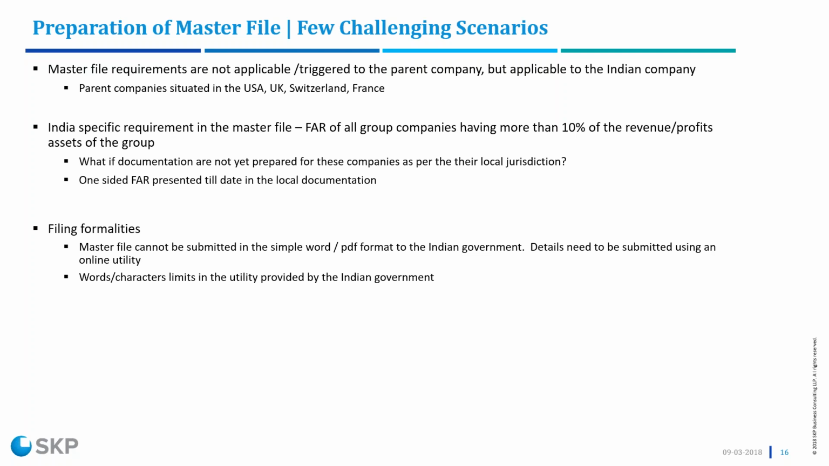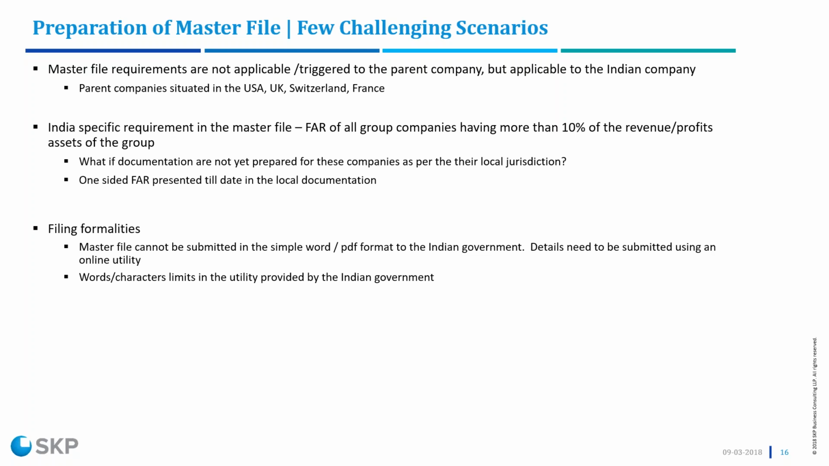So that is where the functional analysis has to be prepared. Like I mentioned, the Indian master file covers a scenario where all entities of the group which are contributing 10% of the revenue, profits, or assets. So it's either or. It's not an 'and' scenario. So if any of the entities contributes to either of these factors at a group consolidated level and exceeds the 10% threshold, the detailed file of that entity would have to be maintained in the master file and filed with the Indian tax authorities.